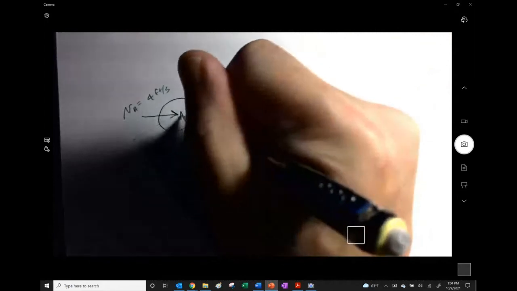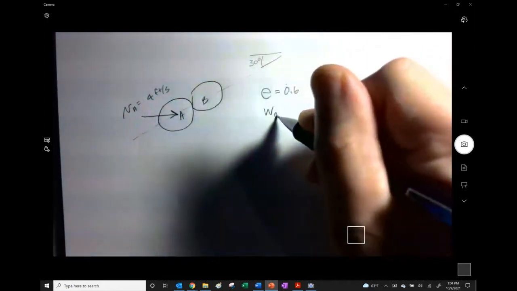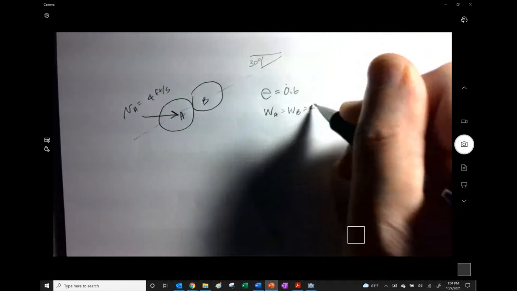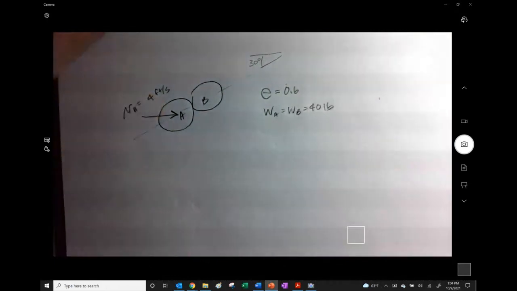So here's our stones, and we see their line of action was already given to us right here. The line of action is 30 degrees. I have to be careful to get these things right. So this is VA equal to 4 feet per second, and the coefficient of restitution is 0.6. This is A and this is B. A equals B equals 40 pounds.